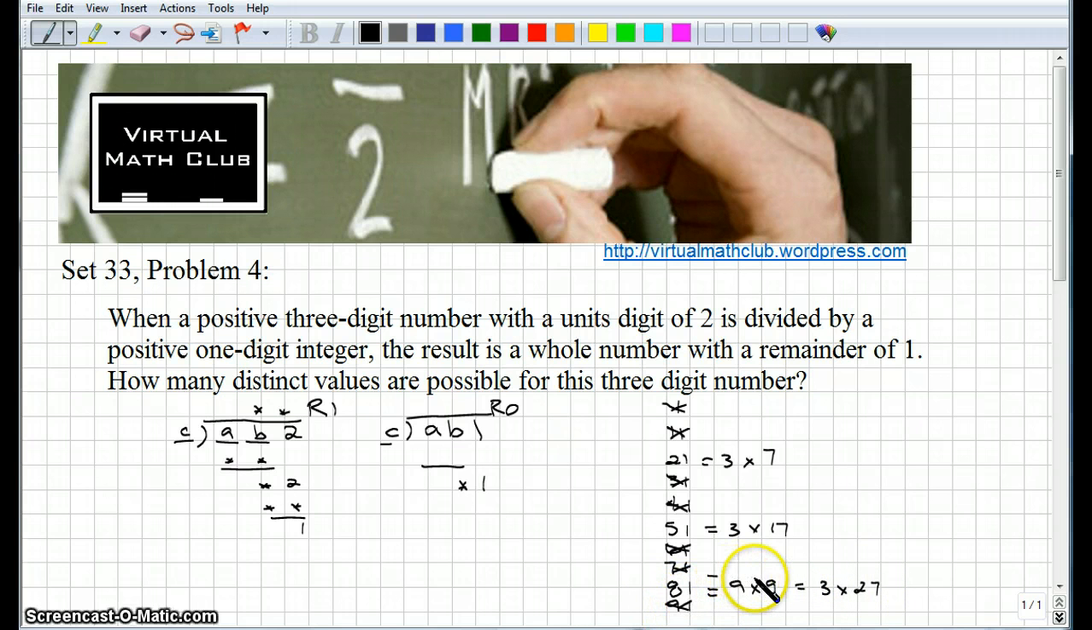All right, so given that, since this number that we're dividing by is a single digit, it has to be either a 3 or a 7 or a 9. All right? So we're getting more information. We're just analyzing what we've got to see what we can do with what we know about this problem.